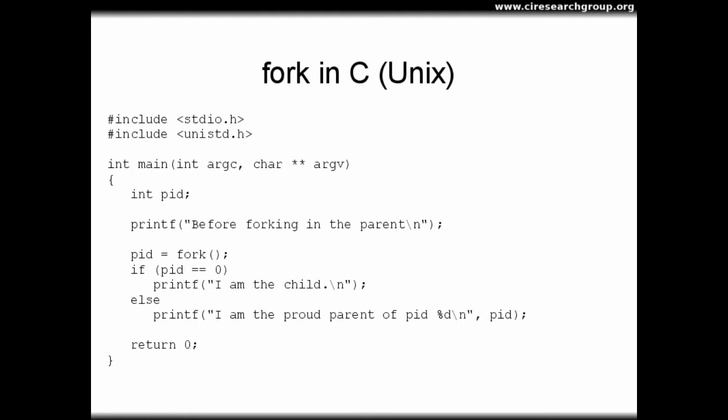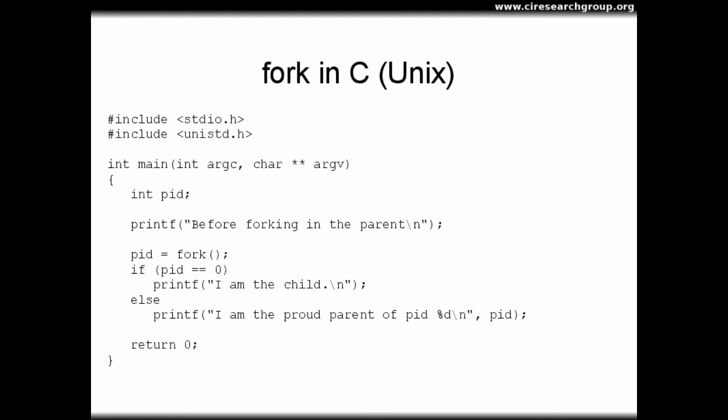Upon completion of the fork function, I will have two copies of my program running at the same time. In the first copy, where I called fork, the value of the PID variable will be set to the process ID of the child process. In my child process, the value of the PID variable will be set to 0.